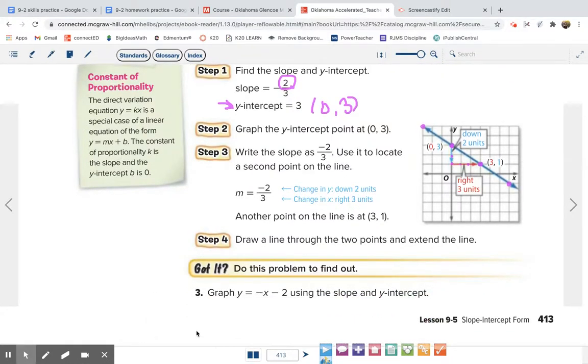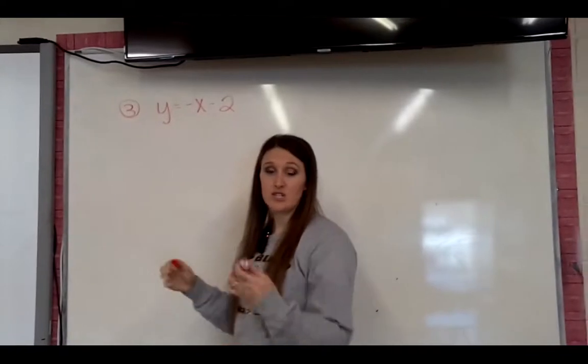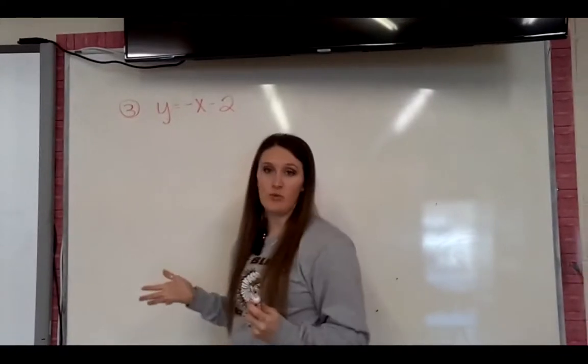Okay, I want you to try number 3. Obviously, you can't enter your graph on the computer, but you can tell me your slope and your y-intercept. I want you to practice graphing it. So graph y equals negative x minus 2 using the slope and y-intercept, and then I will go over it with you.